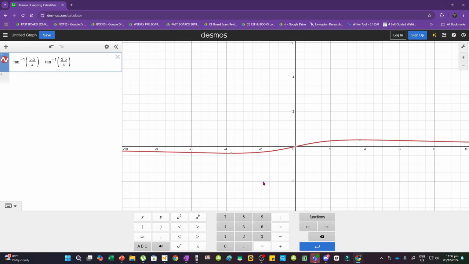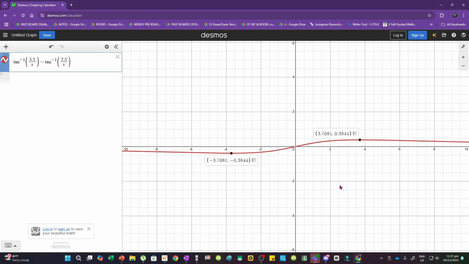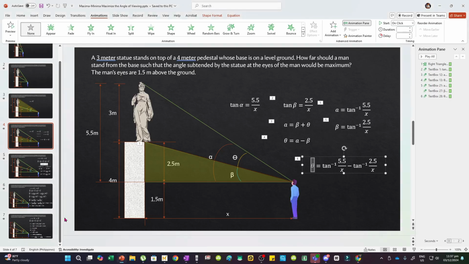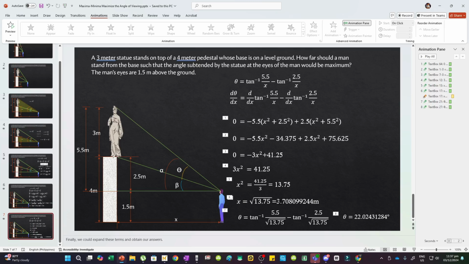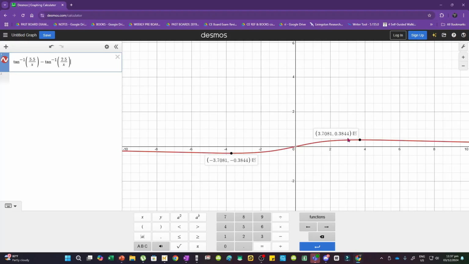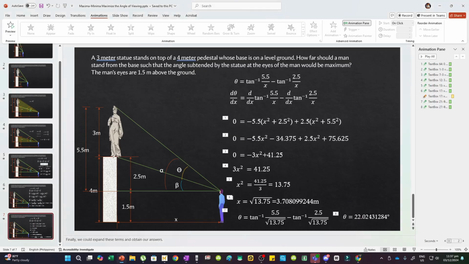So notice here that we have our trough and summits at the following points. So this would be the distance. Notice that this is our maximum point, 3.7081, which is the same as our answer. This one, 3.708. And then the angle here is 0.3844. Notice that this is different from 22.02.